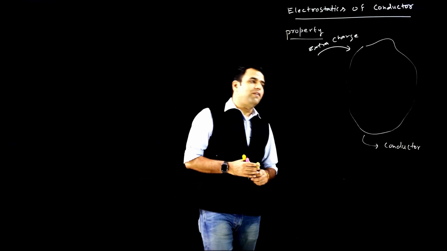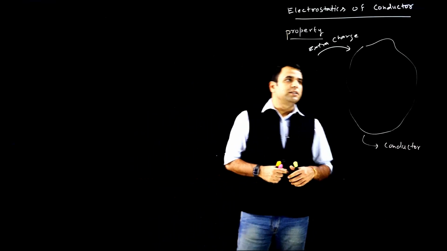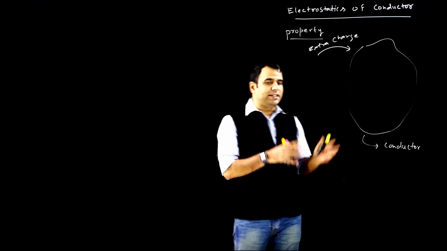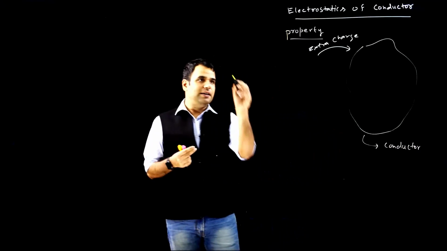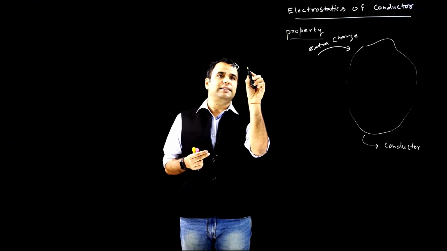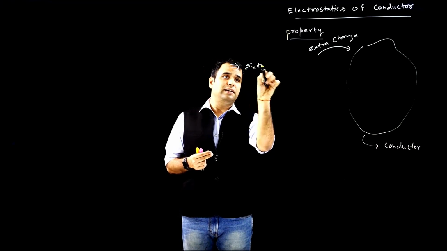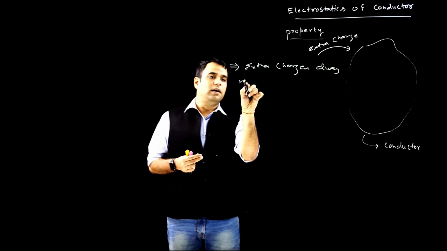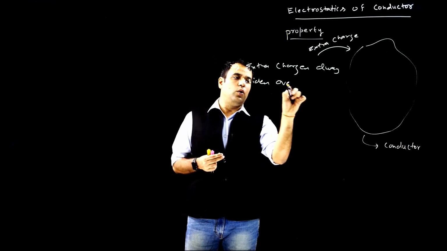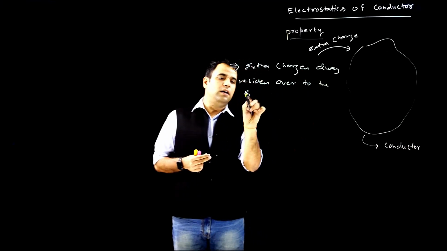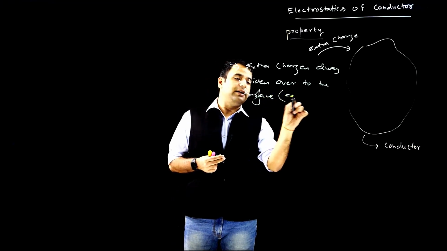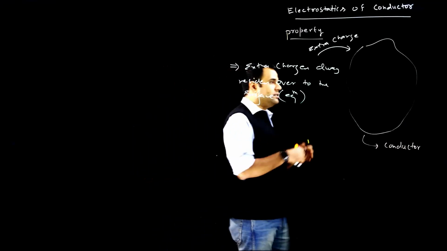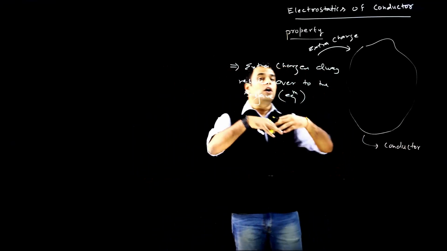Hello. Now we'll study one more property of conductors, and that property is what will happen to the extra charges. When I provide extra charges to the conductor, what will happen to them? The thing which happens is that these extra charges always reside on the surface, obviously after achieving equilibrium. So at equilibrium, you will always find these charges occupying locations on the surface.